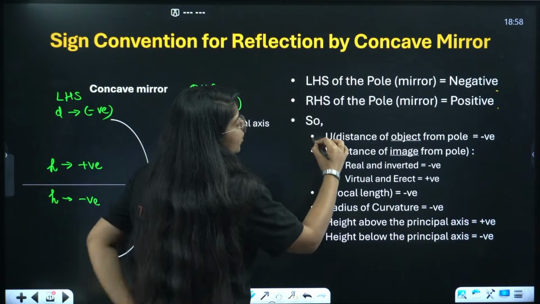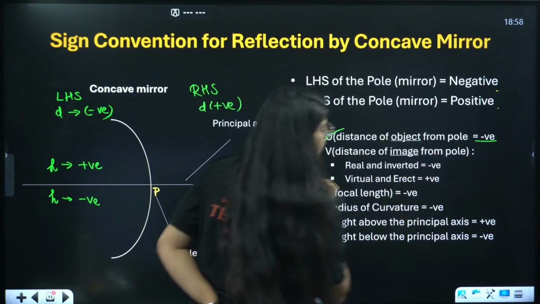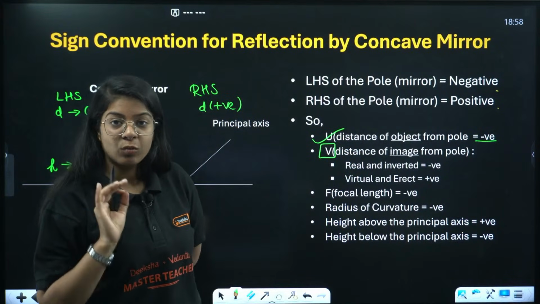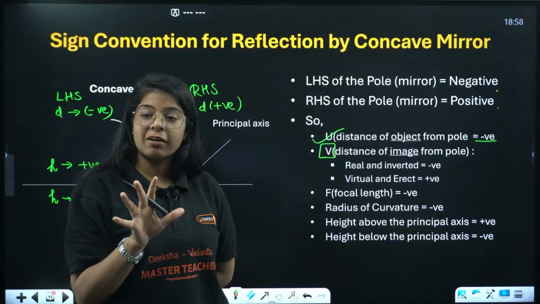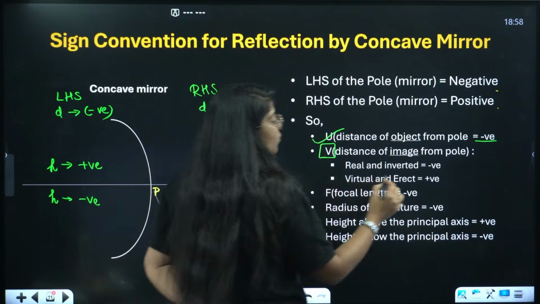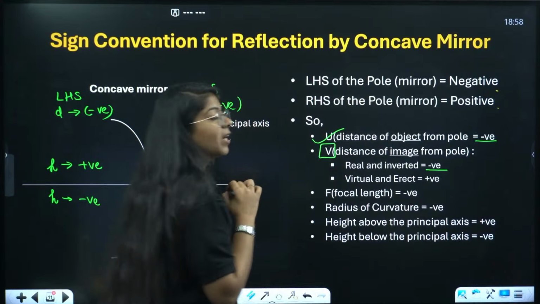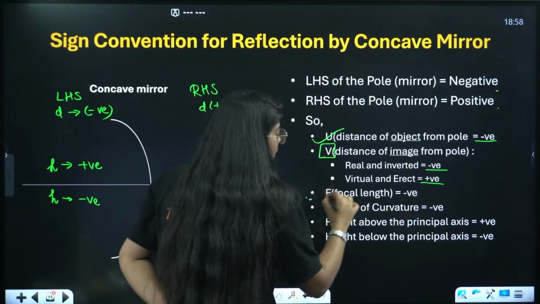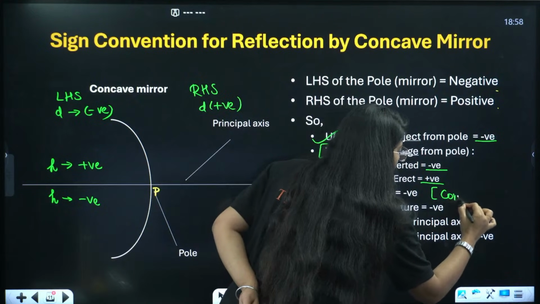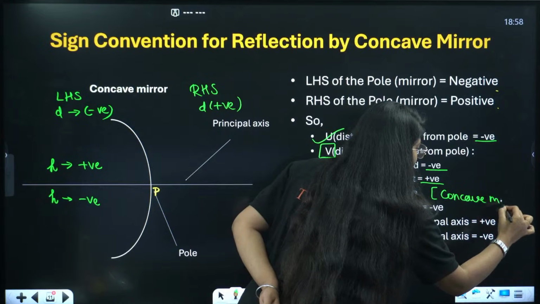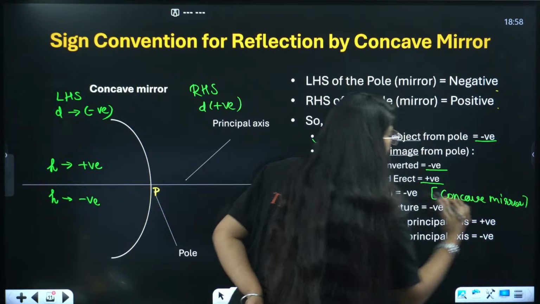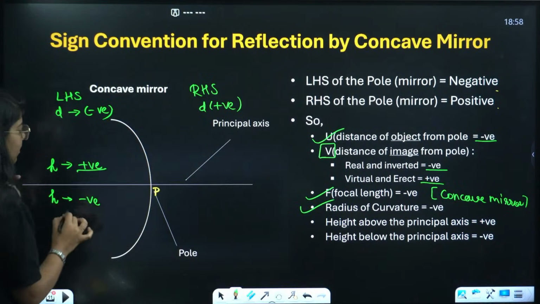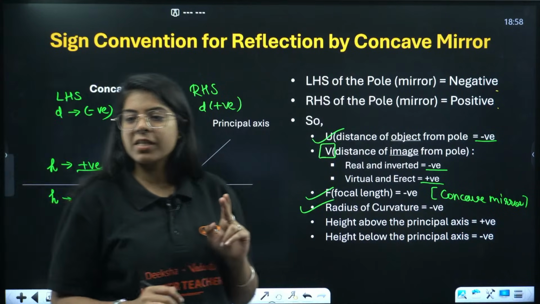After that, u is always negative. U is always negative. Now, distance of v. If the image is real and inverted, that means in the 5 cases of concave mirror, if the image is real and inverted, we take it as negative. If the image is virtual and erect, we take it as positive. Done? Focal length of concave mirror is always negative. Focal length of concave mirror is always negative, hence radius of curvature is negative. Height above the principal axis is positive, height below negative.